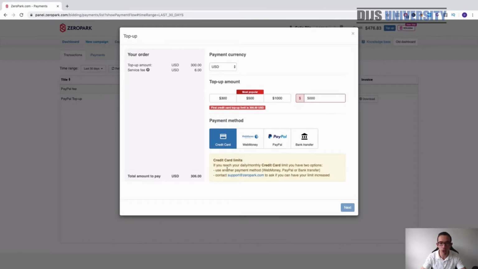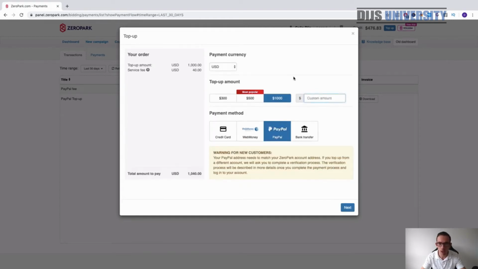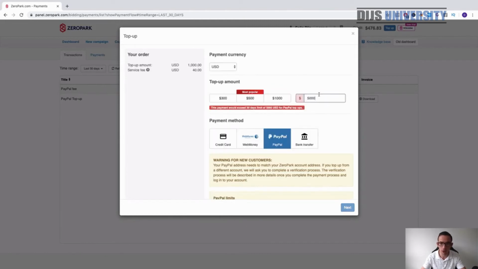Credit card limits, if you reach your daily or monthly credit card limit, you have two options. Use another payment method, web money, PayPal, or bank transfer, or contact support@zeropark.com to ask if you can have your limit increased. That probably has to do with different things like chargebacks, for instance, that they want to keep their site safe. We usually use PayPal, and what you can do with PayPal, I think is it 1,000? Well, let's do 5,000. No, 5,000 is too much. The payment would exceed the limit of 5,000 for PayPal top-ups. Okay, then you have to contact support again.